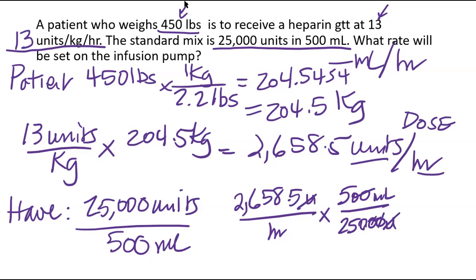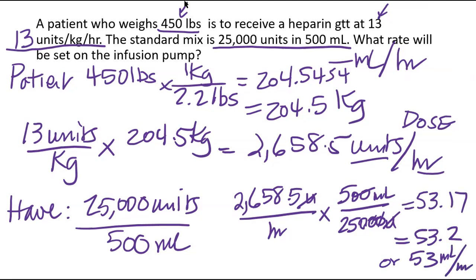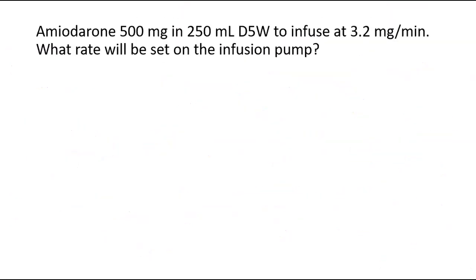But let's just take 2,658.5 times 5, and let's divide that by 250. And what we get is 53.17. That would be 53.2 or 53, and that would be milliliters per hour. If you show your work like this on a paper test, you won't go wrong.